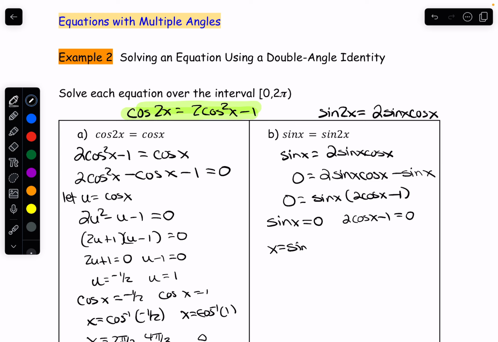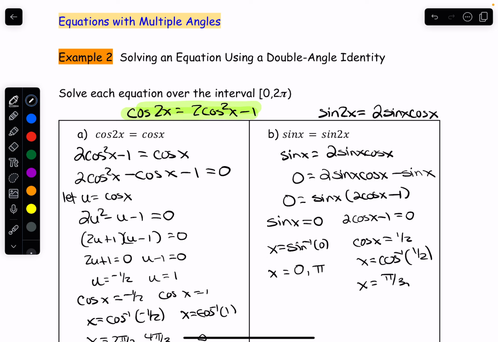So here, x will equal the inverse sine of 0. Again, you're going to look at your flip books, and you're going to see that that happens at 0, also at pi. Here, cosine of x will equal 1/2, which means x will equal the inverse cosine of 1/2. Again, looking at your unit circles now, that occurs at pi over 3 and at 5 pi over 3. Again, for the unit circles, everything in the first quadrant is just a single pi with that denominator.